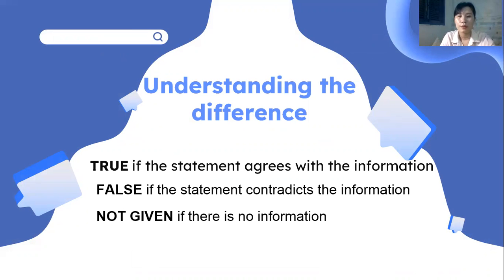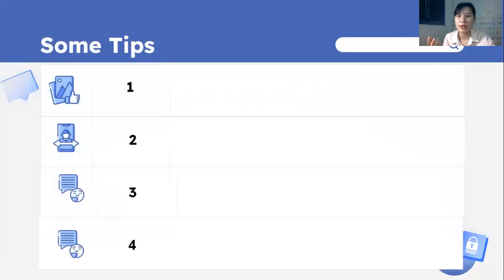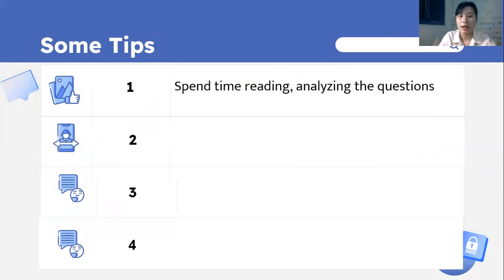Okay, so now I will give you some tips to help you do the exercise better. There are some tips for true, false, not given questions. The first is you have to spend time reading and analyzing the question. Why do you have to spend time reading? Because reading the question and statement makes you understand what the author says and what the question is, and which paragraph the question follows.